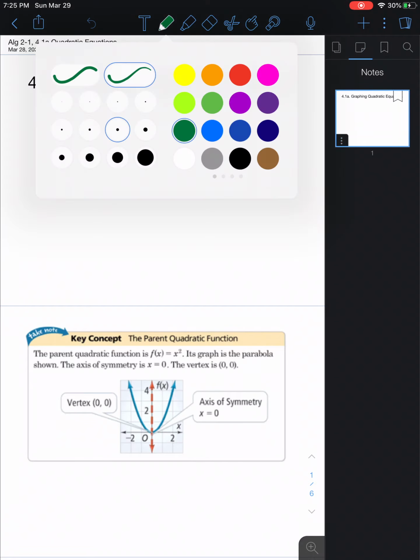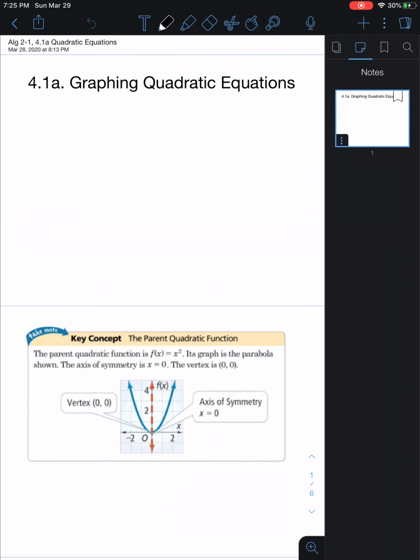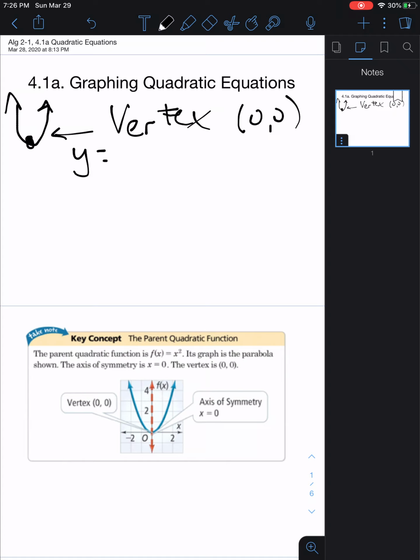Class, there's a couple of things that we need to begin with as we're looking at graphing quadratic equations. Very first thing, as you probably well remember, these are U-shaped graphs that have a point at the bottom, which is called the vertex. And that's a significant point because that's where the graph stops going down and starts going up, or stops going up and starts going down. The vertex for all the graphs that we're looking at in 4.1a is going to be at (0, 0). They're all going to be in the form y equals a times x squared, or as a function, f of x equals a times x squared.